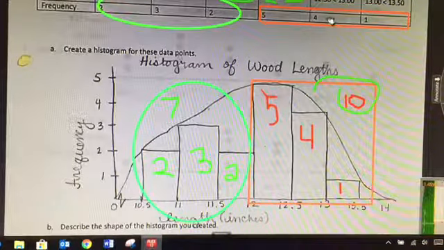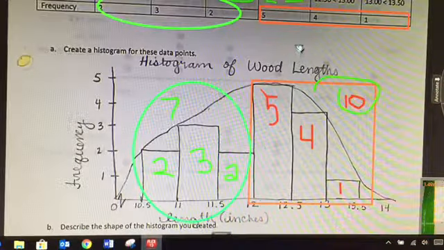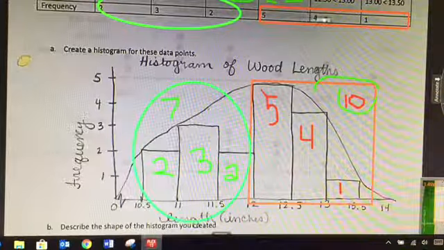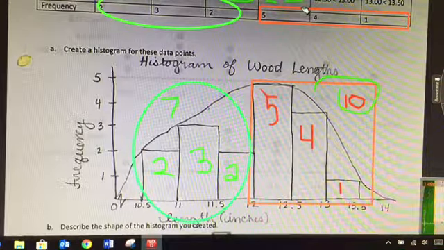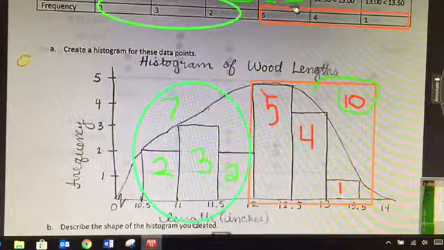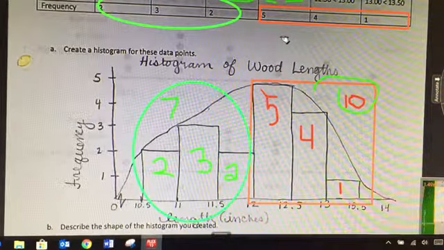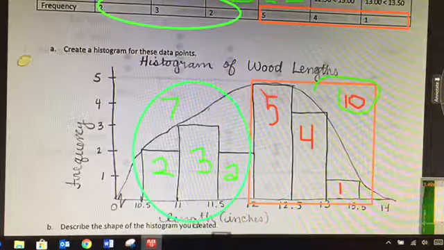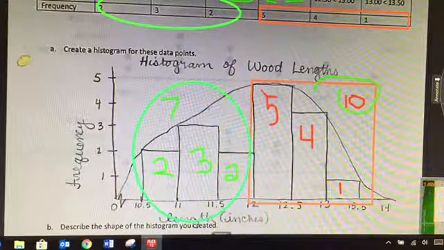Yeah, but our answer has to be based off the histogram. So you guys can't just write your answer based off of this table. You can use the table to help you, but your answer has to be based off of the histogram. Okay? So I'm going to show you how the sentence would look. But do you have another question?